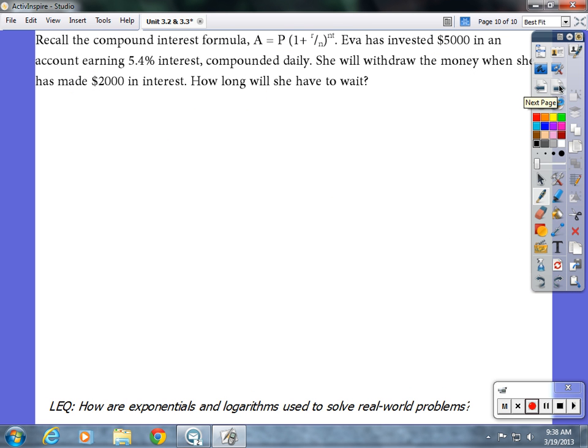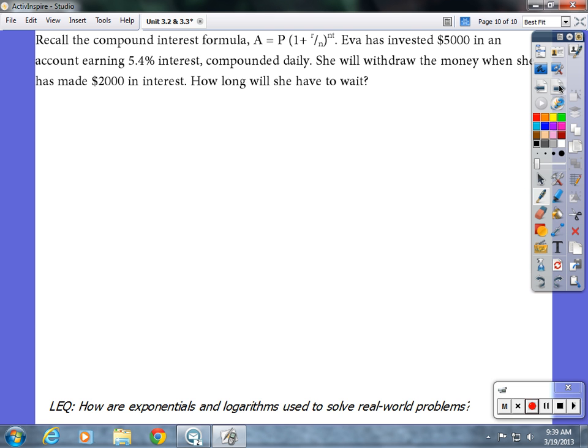And last, recall the compound interest formula: P times 1 plus r over n to the nt power. Eva has invested $5,000 in an account earning 5.4% compounded daily. She will withdraw the money when she has made $2,000 interest. How long will she have to wait? $2,000 in interest means the total account value is going to be $7,000.